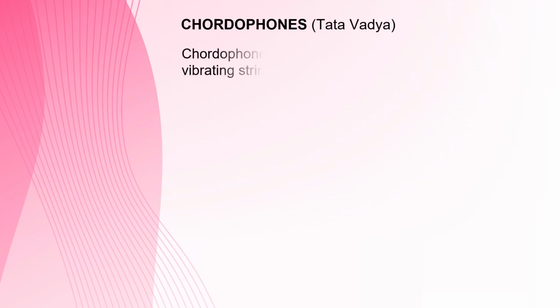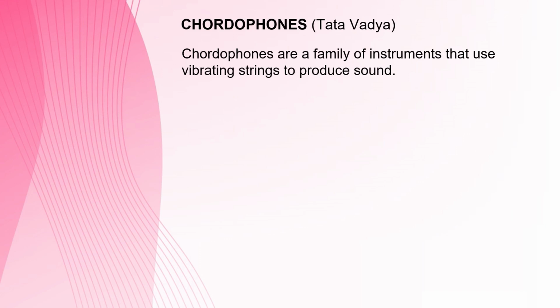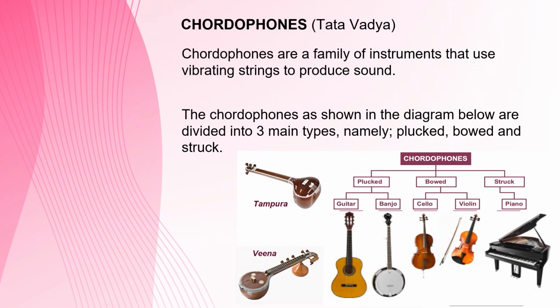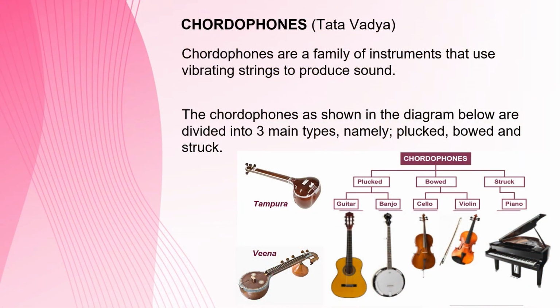Chordophones are a family of instruments that use vibrating strings to produce sound. Plucked string instruments are played by plucking the strings, pulling and releasing the string in such a way as to give it an impulse that causes the string to vibrate. This can be done by a finger or plectrum. Bowed string instruments are played by a bow rubbing the strings. This causes vibration and emits sound. Some examples of chordophones are the veena, tanpura, guitar, banjo, cello, violin, and piano.